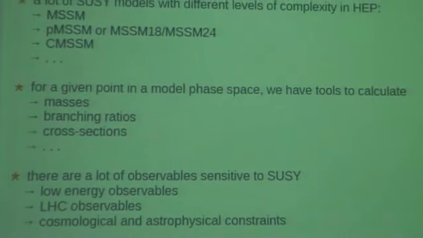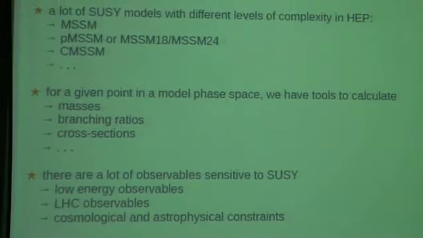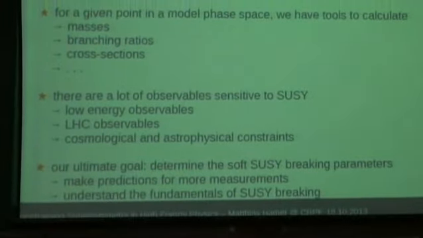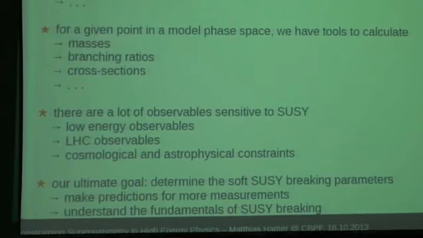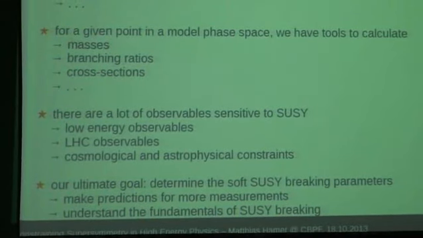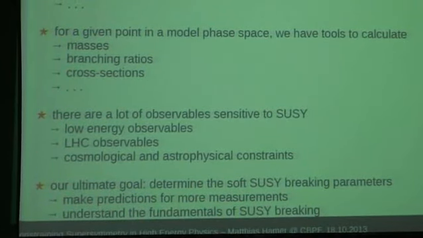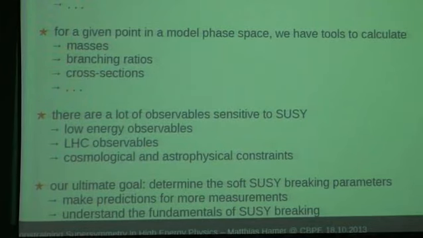I tried to give an overview of all the tools that we have to calculate masses and decays and cross-sections. I gave you an overview of the observables that we can use to constrain supersymmetry models. And in the final part, I tried to show how we combine all the information that we have to infer something about a given supersymmetry model and maybe exclude the model.